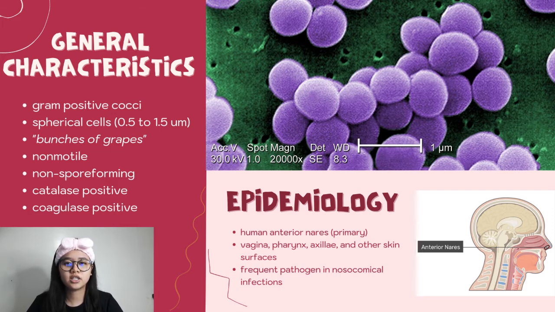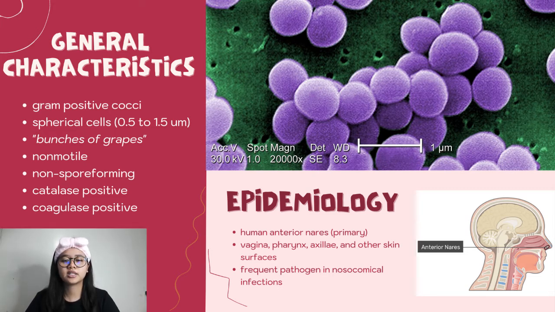Later, we will also discuss what makes S. aureus pathogenic. These bacteria are catalase positive, which means that it has the enzyme catalase, which enables it to produce water and oxygen in the presence of hydrogen peroxide. It is also the only medically important staphylococcus that is coagulase positive.